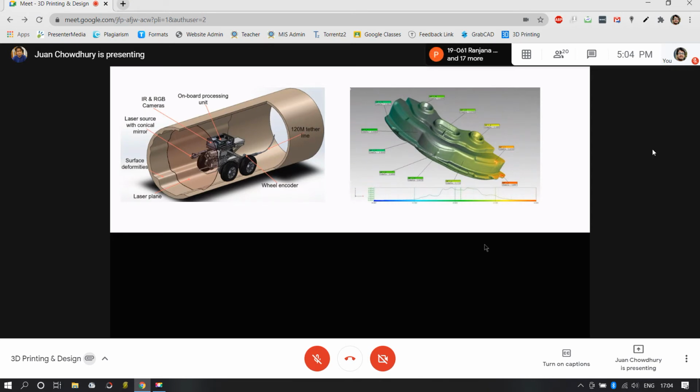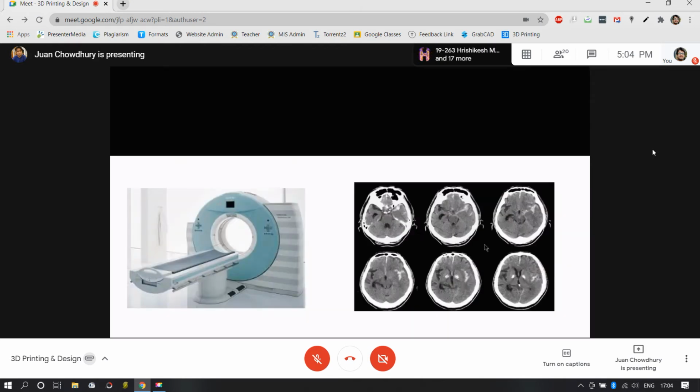Okay, so let's look into this picture. Can anybody tell me what it is? Give me a voice cue. Sir, MRI machine. Yes, that's an MRI machine. Anybody with the full form? Magnetic resonance imaging. And what is the picture on the right?